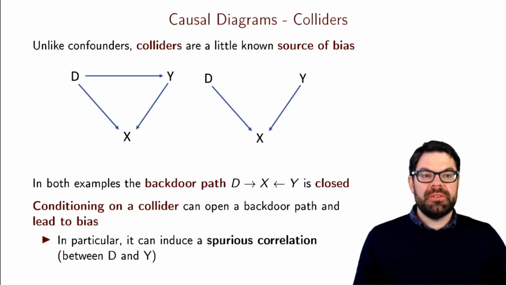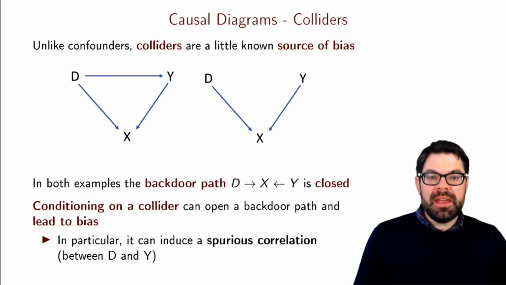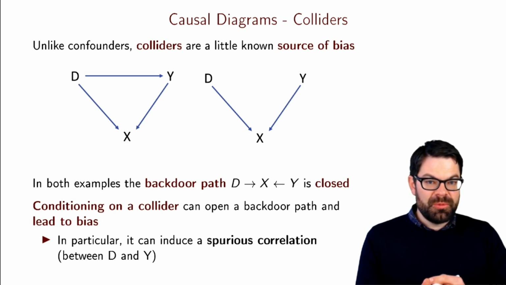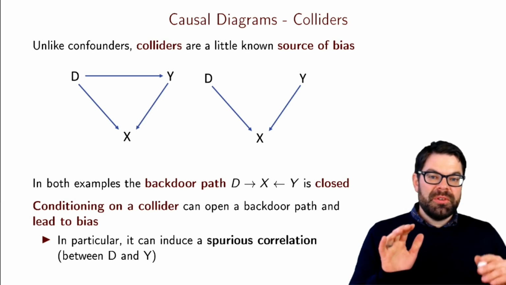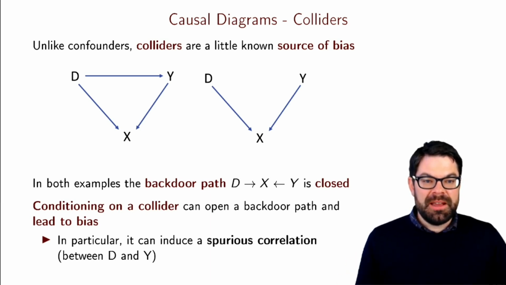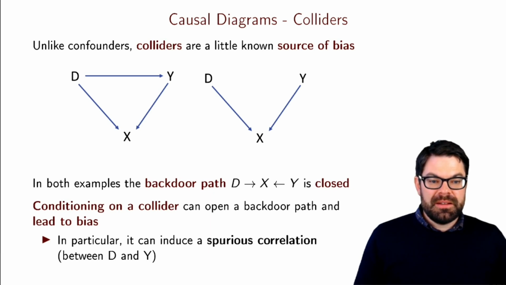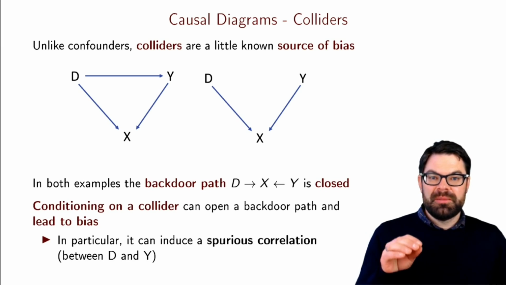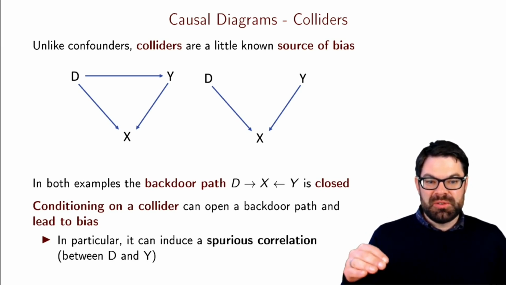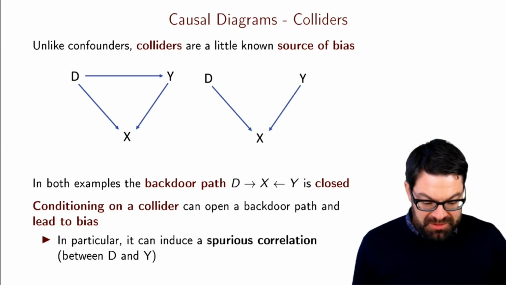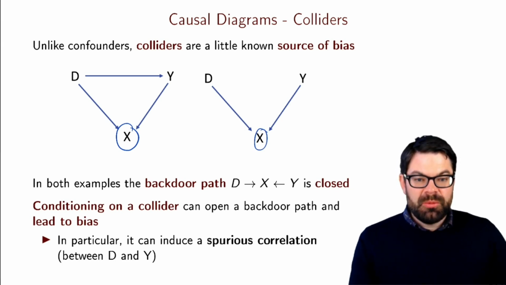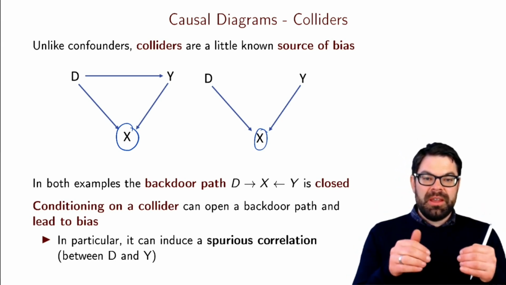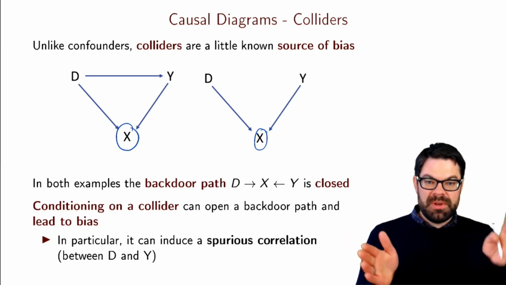So what are we talking about here? Let's start with colliders. You may have heard of bad controls before. If you haven't, don't panic. You will hear about it in this lecture, but you probably haven't heard of colliders before. And they are actually an important source of bias, because people are not aware that that bias could be there. So what is a collider? You can see here a collider is this variable x, whereby that variable is determined both by the treatment and by the outcome.